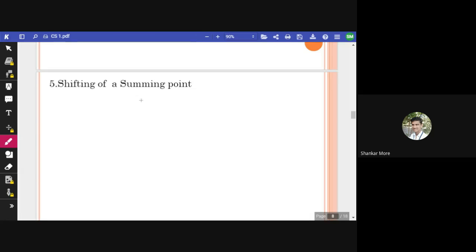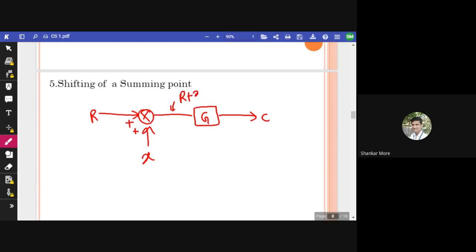So I have a system that is, this is my input R, and this is the summing point X. Okay, and the gain factor, that is G here, and it is C. So I want to transfer this summing point, which is plus plus, after the block G. So what will be the signal here? It will be R plus X, and here it will be R plus X into G. Okay, R plus X into G.